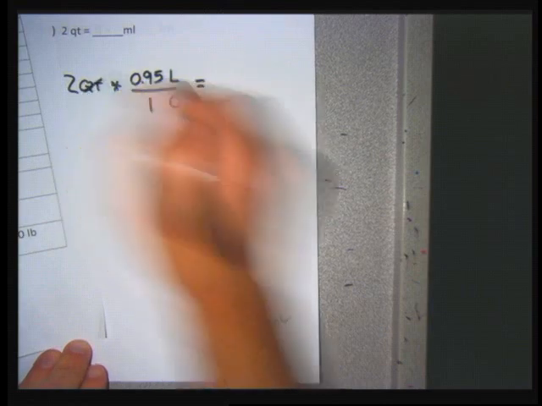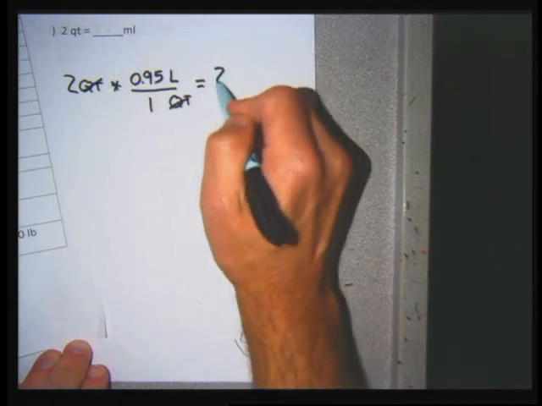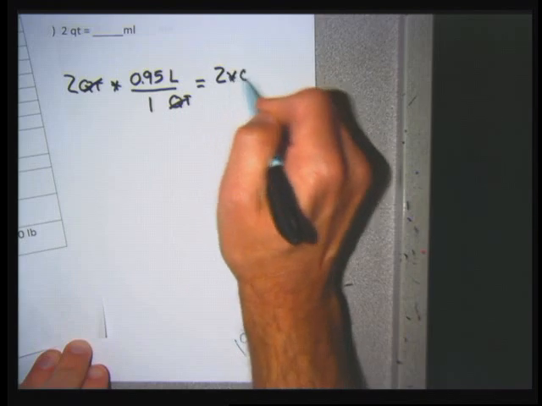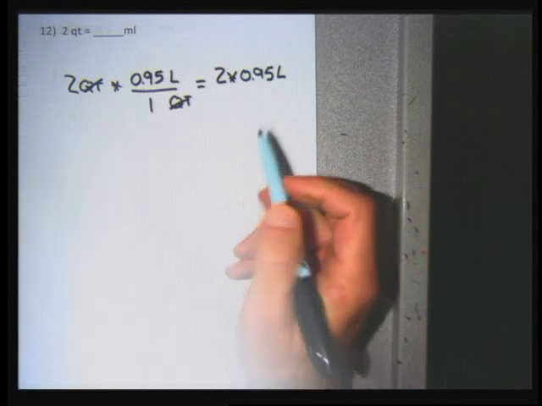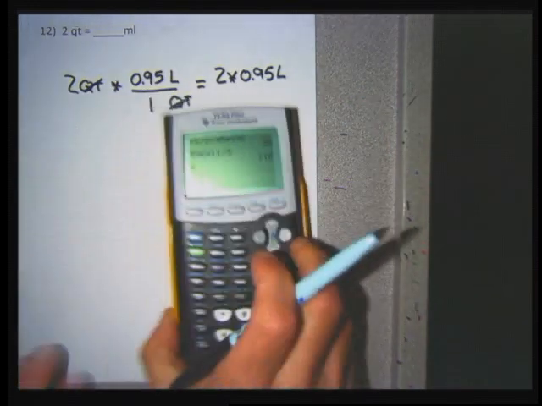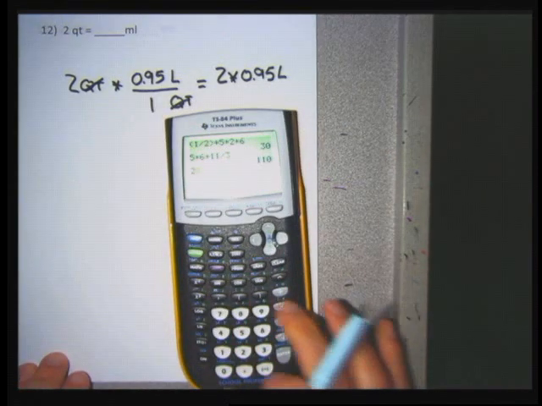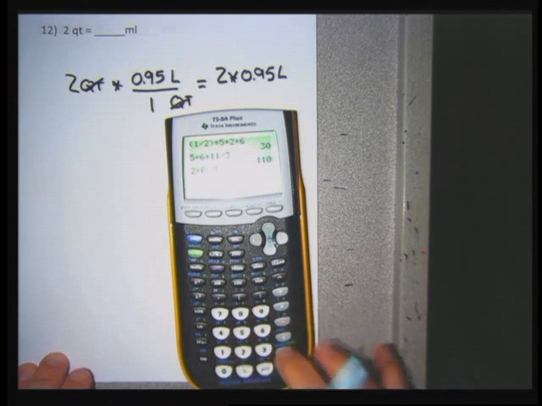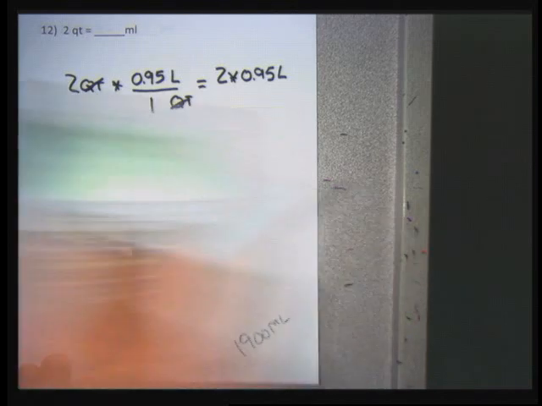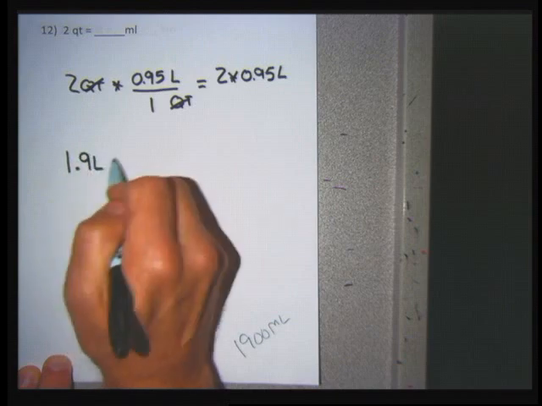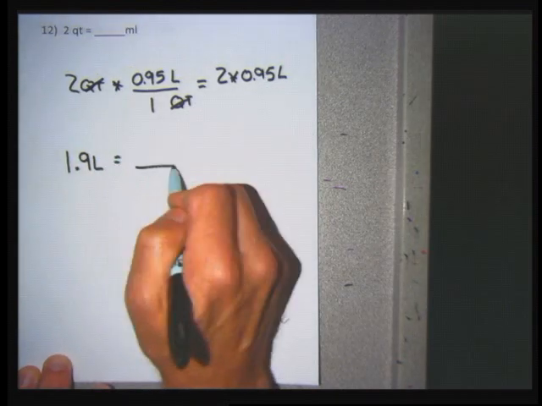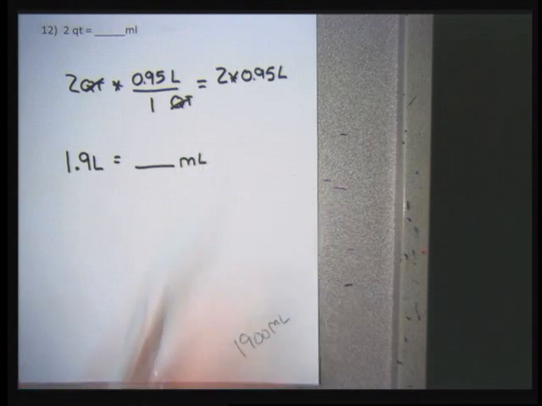The quarts are going to cancel. I'm going to be left with 2 times 0.95. I don't need the over 1 liters. So that's not going to get the answer, but it's going to be a lot closer to the answer. So now I have 2 times 0.95, which is going to make me 1.9 liters. So the next thing I need to do is change 1.9 liters into milliliters.